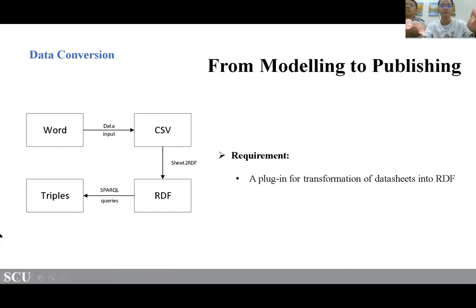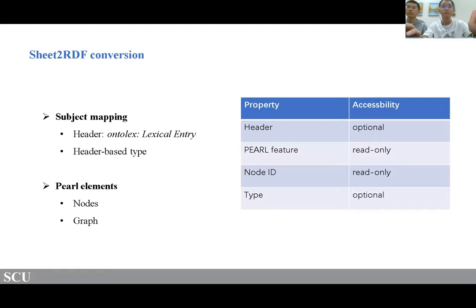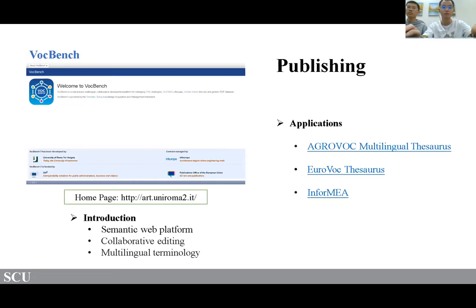For preparing the publishing, the figure on the left indicates the conversion process of the data format. The copy is in Word form when the lexicon is published, and after entering part of the lexical data into a CSV file according to class and the properties, we need a plugin for conversion from data sheets into RDF. And the Workbench is just perfect for our needs.